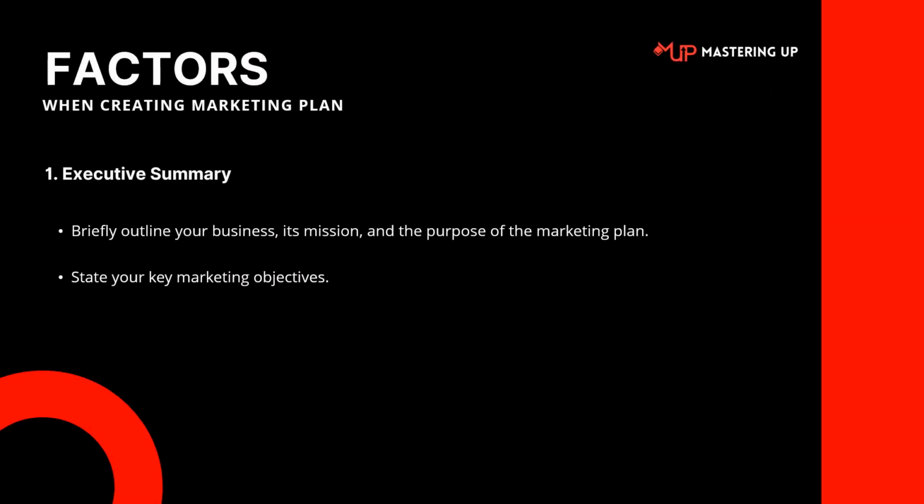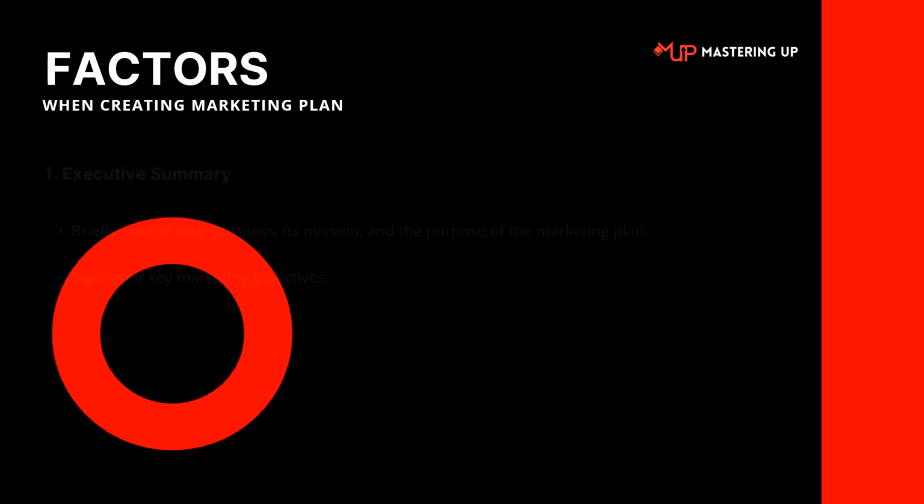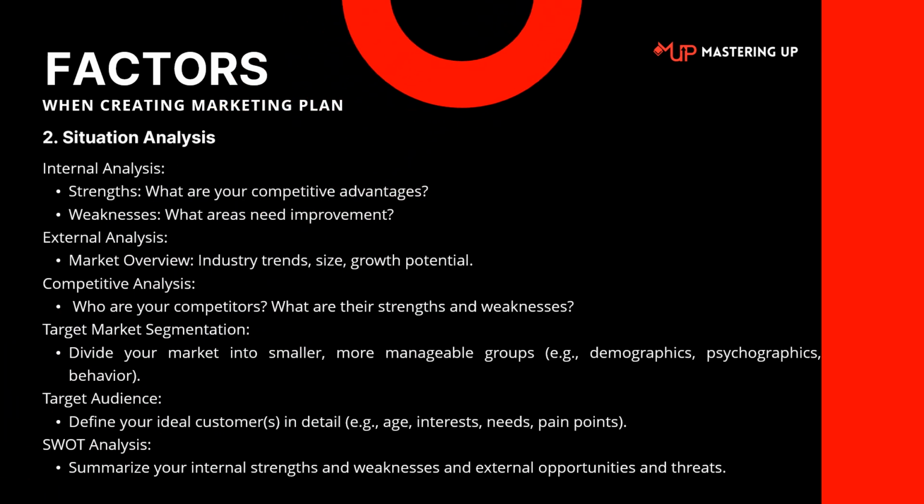Let's look at the factors when creating a marketing plan. Number 1. Executive summary. Briefly outline your business, its mission, and the purpose of the marketing plan. State your key marketing objectives. Number 2. Situational analysis. Internal analysis. Strengths. What are your competitive advantages? Weaknesses. What areas need improvement?